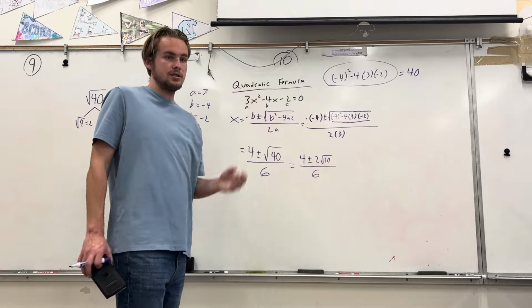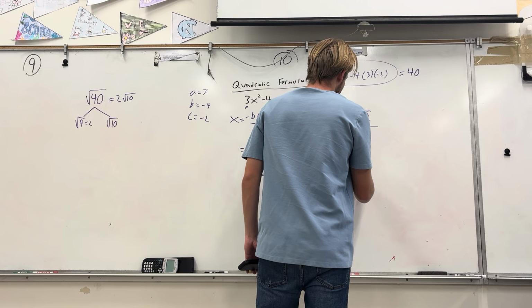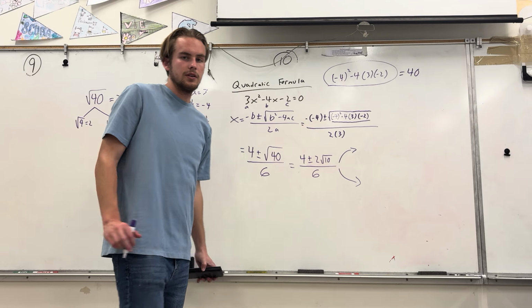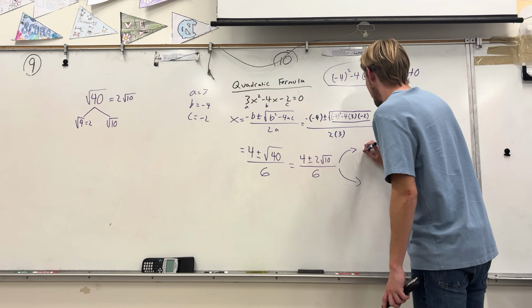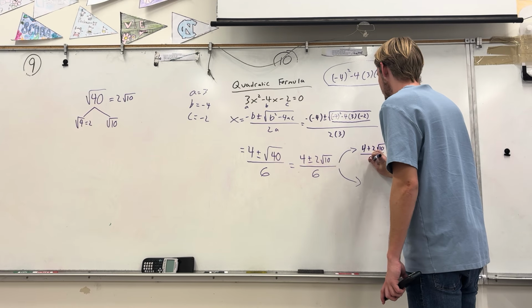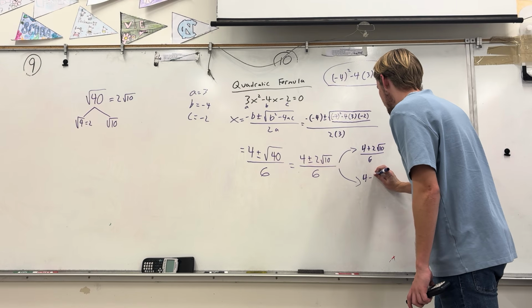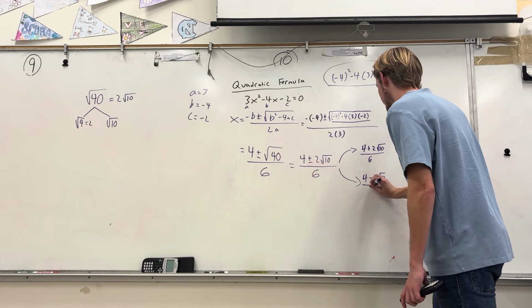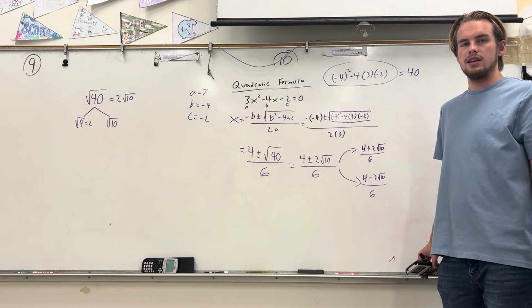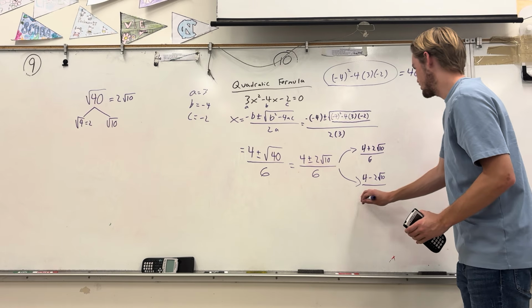And so now for our final answer, we're just splitting this, just like we've done for the other problems, in two different directions. One world where this is a plus, one world where this is a minus. So for our first option, we're going to do 4 plus 2 root 10 over 6. And in the other world down here, we're doing 4 minus 2 root 10 over 6. So that's all this plus or minus means. It means once you get to the end, you're going to have to write it two different ways. One where it's a plus, one where it's a minus. And that's it. These two are our final answers.